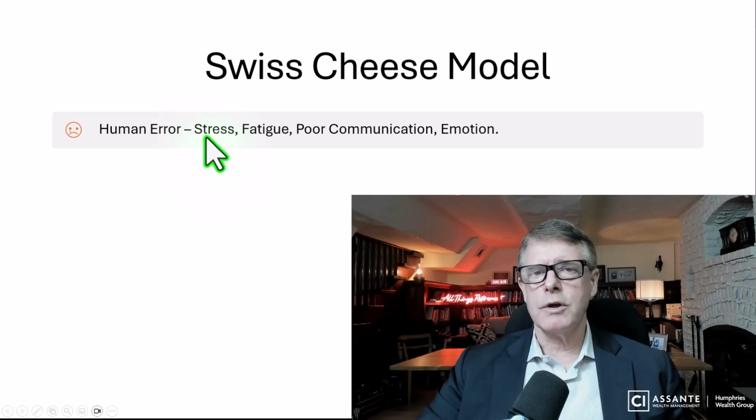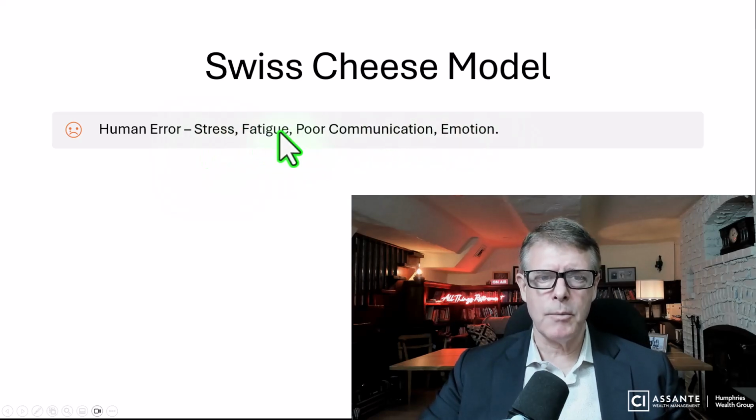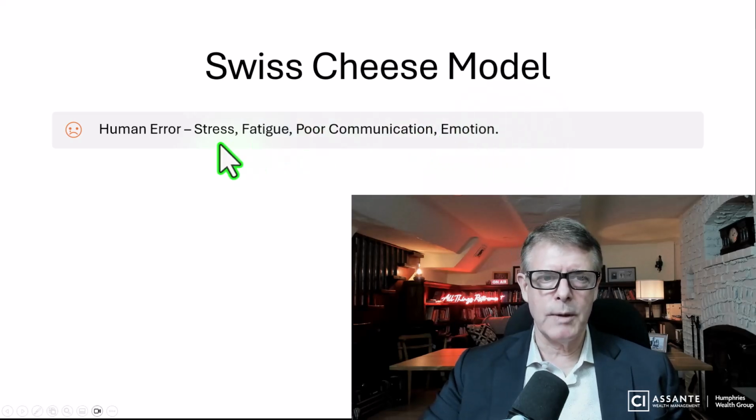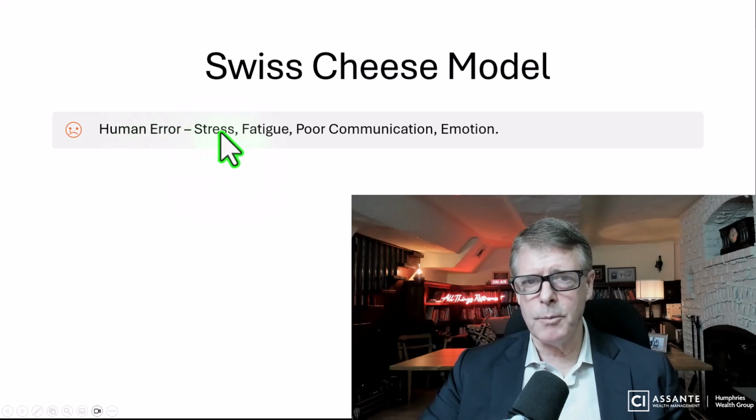Now, the first idea is human error, which can be from stress, fatigue, poor communication, emotion, right? So when you look at that, you know right away that you could apply human error to your own financial planning, your retirement planning, your portfolio management. A lot of the decisions that we make on a regular basis are influenced by how we feel, the emotions we're experiencing, the psychology that we're experiencing.